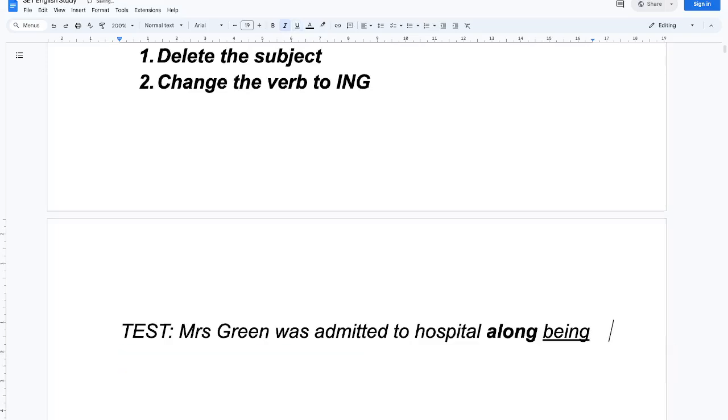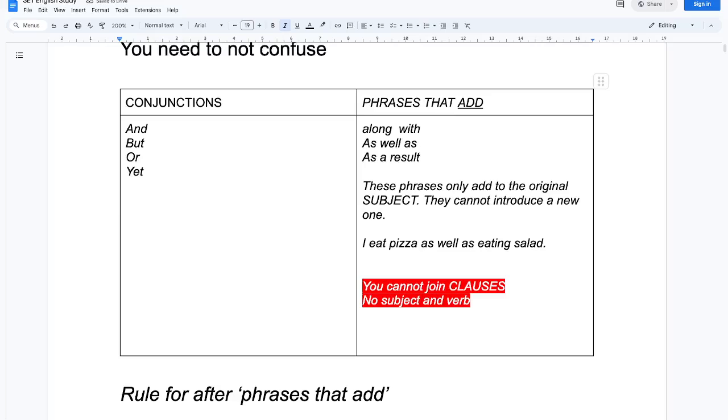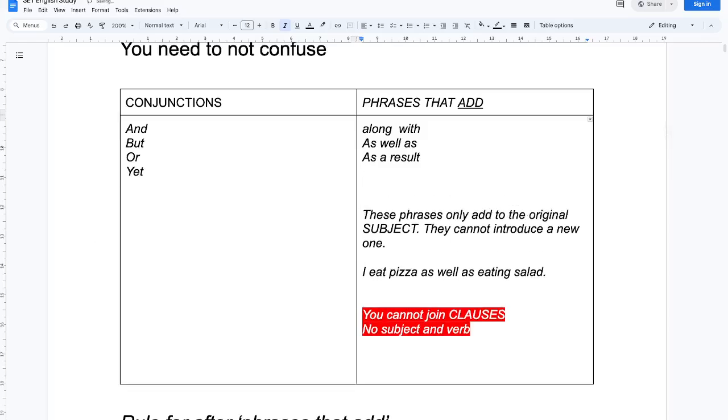So guys, when you're writing your OET letters, don't confuse these conjunctions with these phrases. They're not conjunctions. They're not conjunctions, okay?